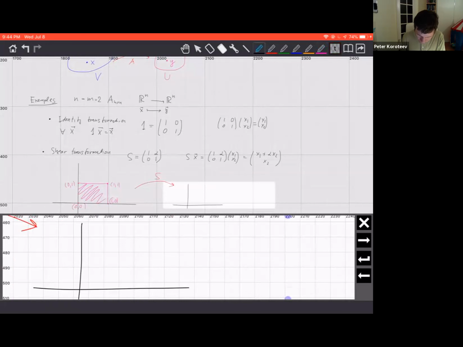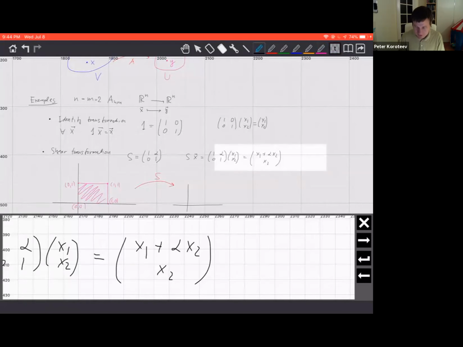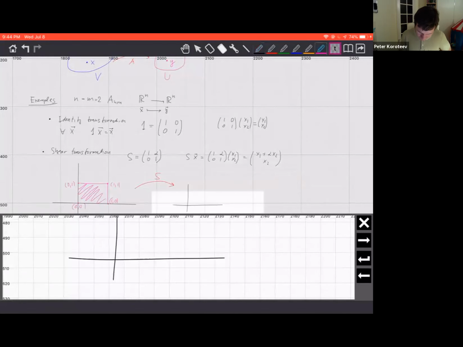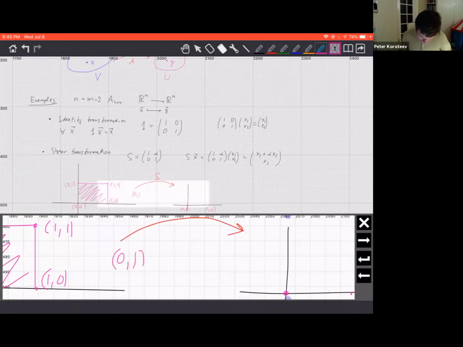So here's the formula. We need to plug in the values of those vertices instead of x1 and x2. So 0, 0 becomes 0, 0. Now 1, 0 still stays at 1, 0, but the rest will shift a little bit. So under this transformation, where will 0, 1 go?